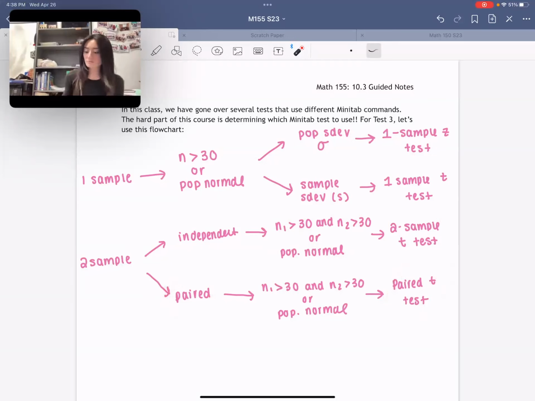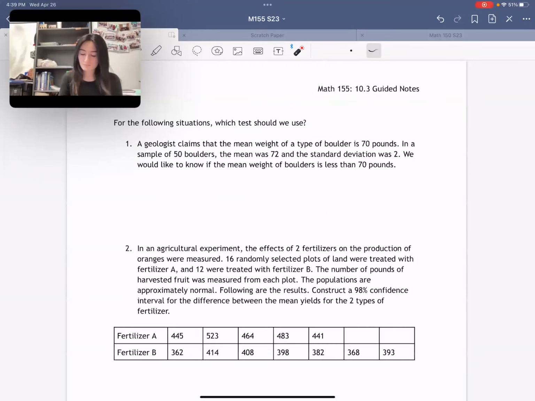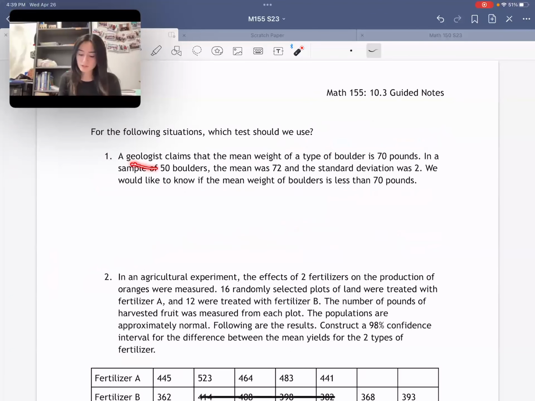Why don't we put this into practice, do a few problems, and see if we can tell which test to use. The first question talks about a geologist. He's claiming that the mean weight of a type of boulder is 70 pounds. They took a sample of 50 boulders. The mean was 72. The standard deviation was 2. We want to know if the mean weight of boulders is less than 70 pounds.